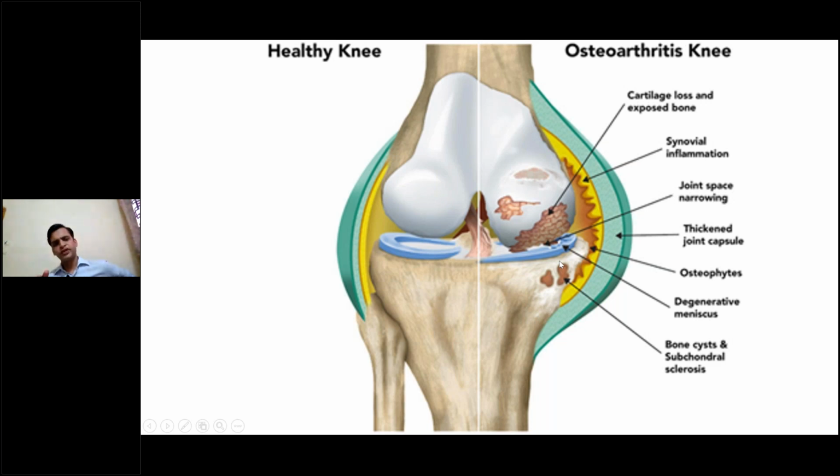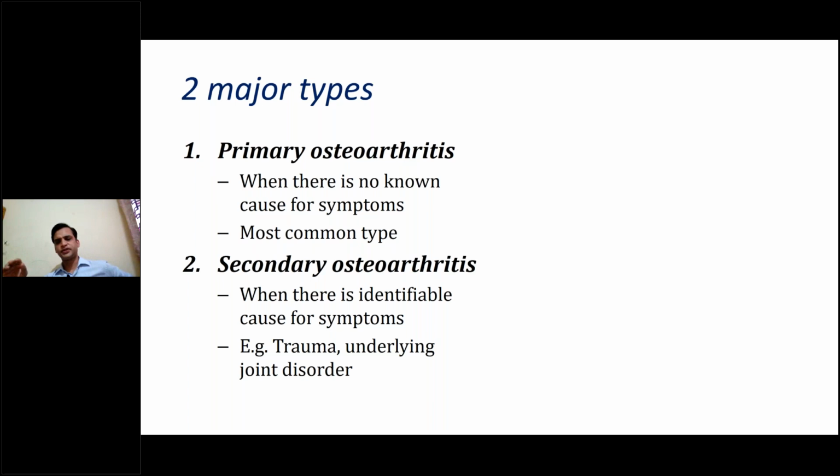So there are two major types of osteoarthritis, primary and secondary. Primary is when there is no known cause of osteoarthritis, and secondary is when there is an identifiable cause, for example post-traumatic conditions, or other connective tissue disorders, or anything else through which we can identify a cause. So primary is idiopathic and secondary is due to something else.